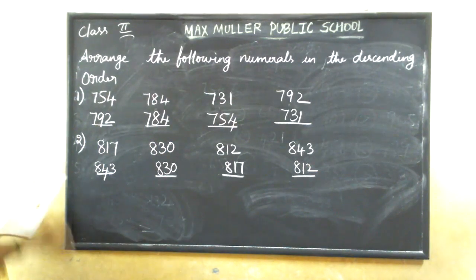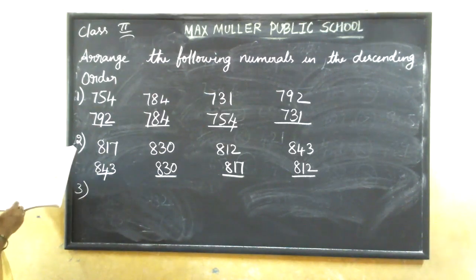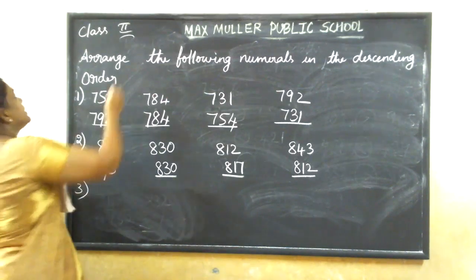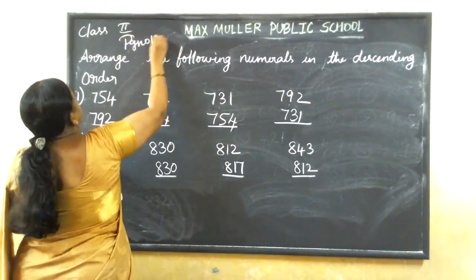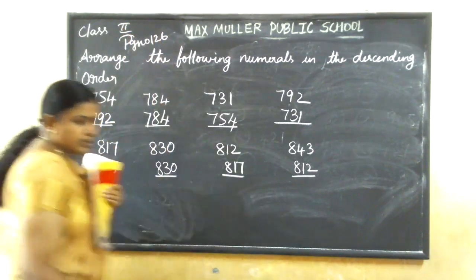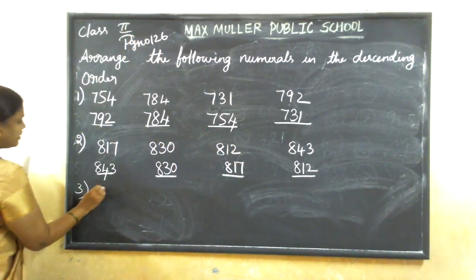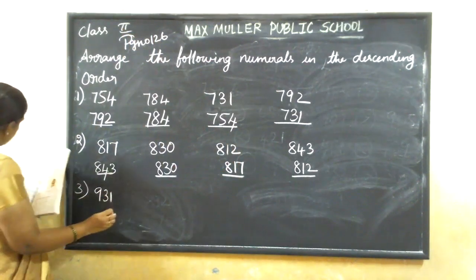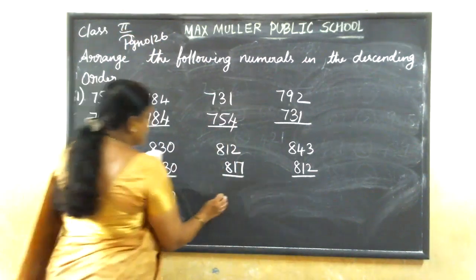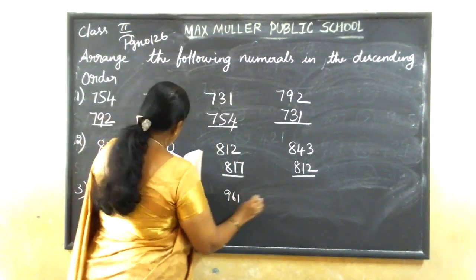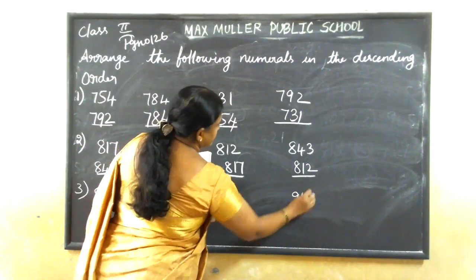Third one, go to page number 9, page number 126. The numbers are 931, 913, 961, 916.